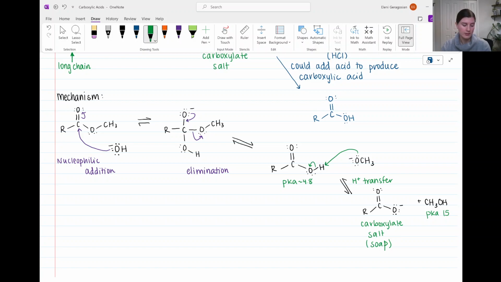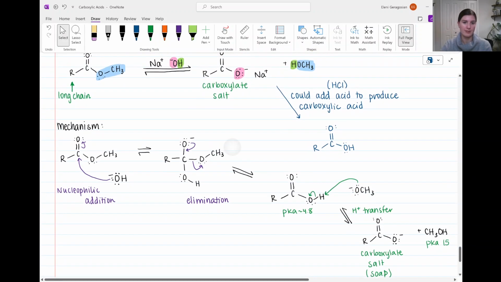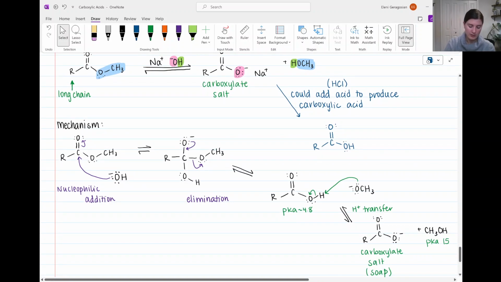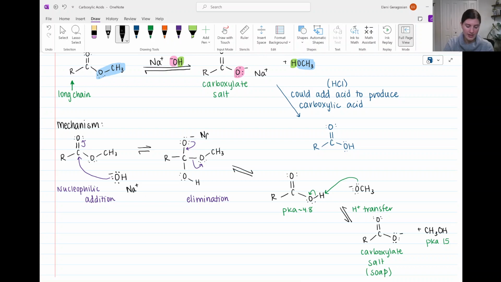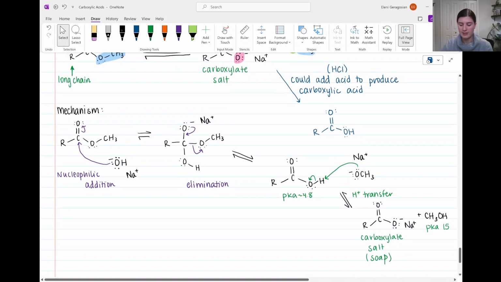the methanol alcohol. Now we haven't been drawing the sodium ion, but let's remember we have sodium hydroxide present, so that is a counter ion. In each step, wherever that negative charge is, it's countered by sodium. So our final product, the sodium and the carboxylate anion, form our carboxylate salt. So there's a reaction to go from an ester to the carboxylate salt.